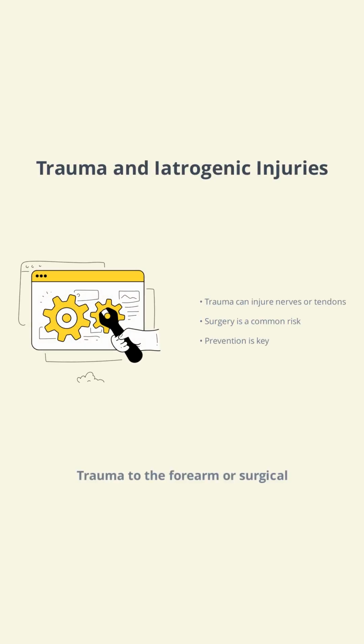Trauma to the forearm or surgical procedures can also lead to finger drop. Injuries may directly damage the PIN or the extensor tendons. Iatrogenic injuries, meaning those caused by medical interventions, are not uncommon. For example, surgeries like biceps tendon repair or the creation of dialysis access can inadvertently harm the PIN. In this study, iatrogenic and traumatic causes together accounted for over a quarter of finger drop cases. Careful surgical technique and awareness of nerve anatomy are essential to prevent these complications.